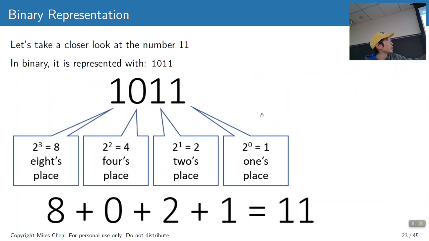And so just a breakdown of if we wanted to represent the number 11, what does this look like? We have 2 to the 0, 2 to the 1, 2 to the 2, 2 to the 3. We have a 1 in the 2 to the 3, or the 8's place, a 0 in the 4's place, a 1 in the 2's place, and a 1 in the 2 to the 0, the 1's place. So 8 and 2 and 1 make 11. This is how we would represent the decimal number 11 in binary.